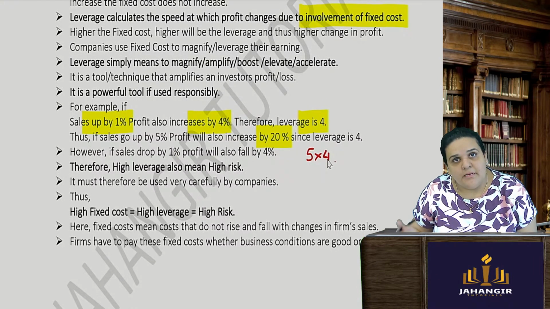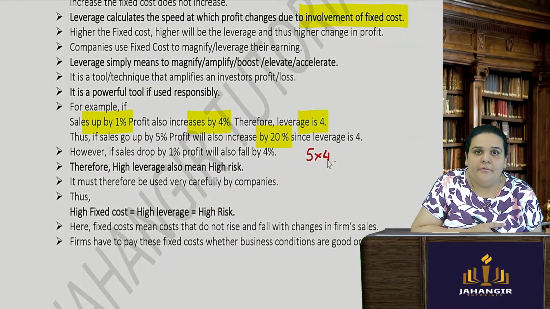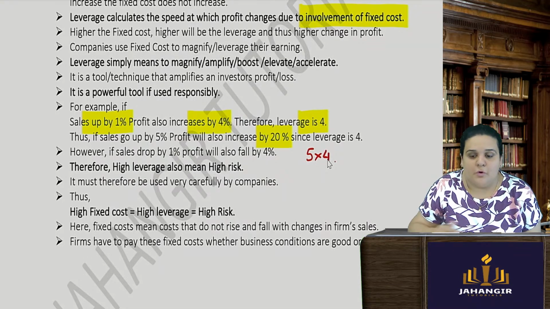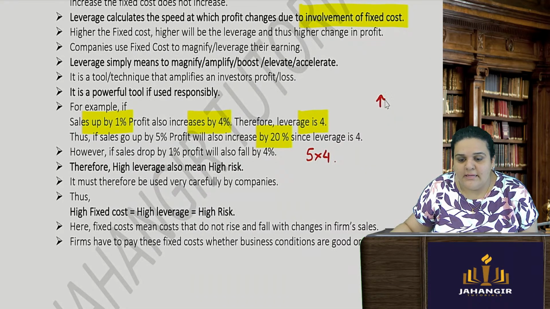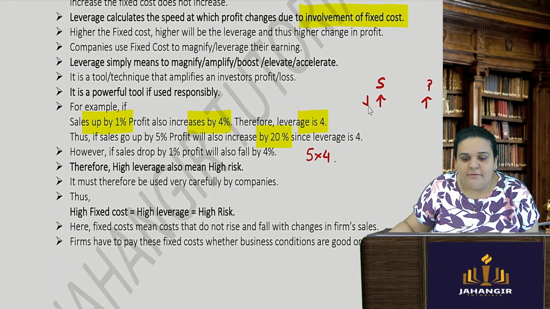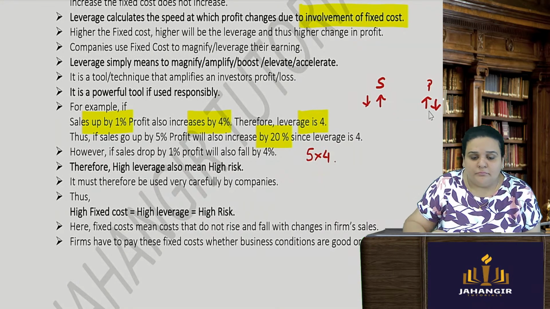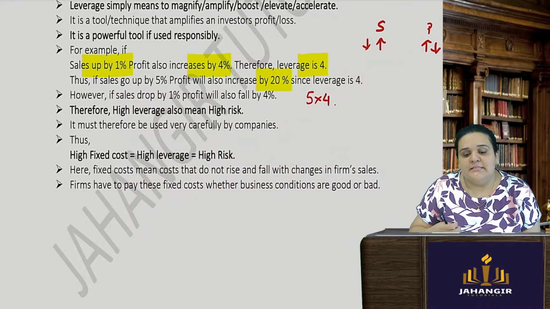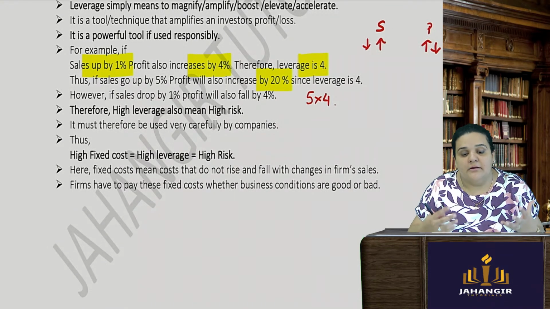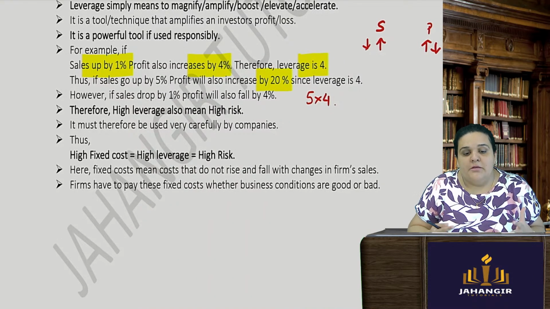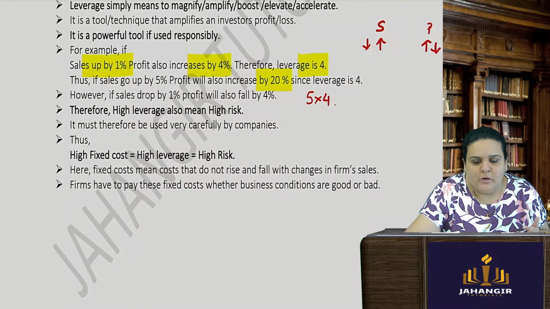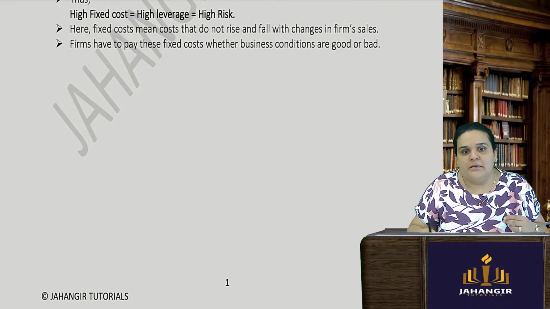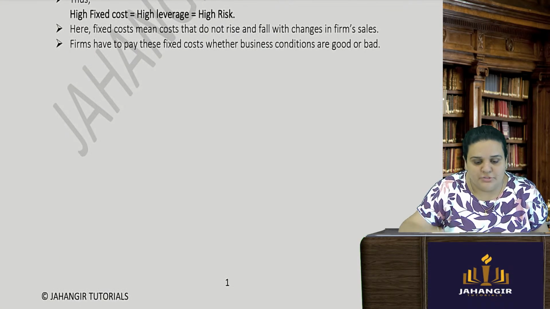And similarly, if the sales drop by 1%, my profit will also drop. So if there is an increase in sales, there is an increase in profit, but similarly, if there is a decrease in sales, there will be a decrease in profit. If there are high fixed costs, there is a higher risk and a higher leverage. Why am I explaining all this theory part? So that if there are any theory MCQs, you can attempt them immediately.